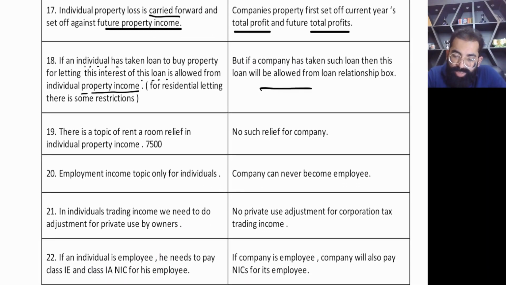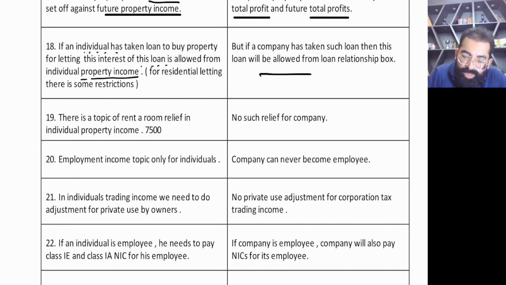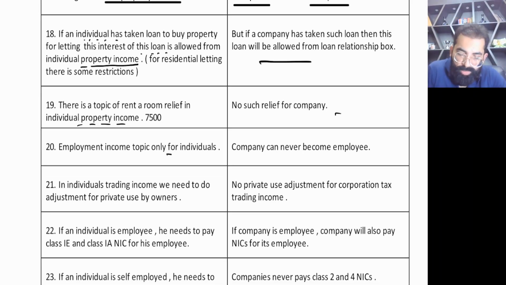There is a topic of rent a room relief. Yes, for individuals there was a special rent a room relief in property income, but for companies there is no such relief. The employment income topic is only for individuals. Yes, we all know, an individual can do a job, a company cannot do a job.